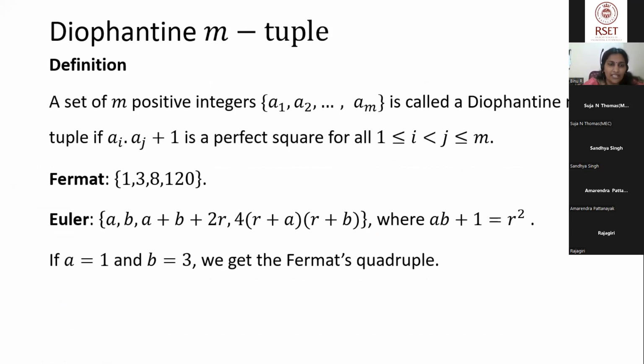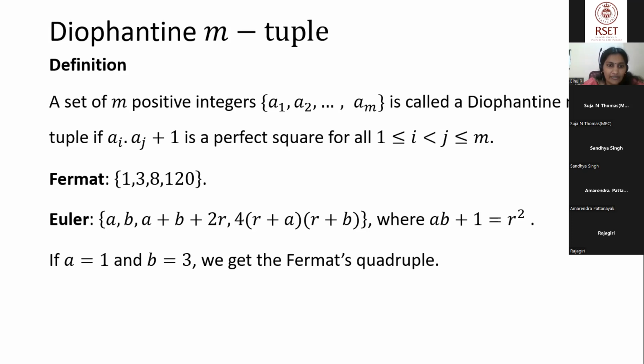Diophantine M-tuple. A set of M positive integers A1, A2, etc., Am is called a Diophantine M-tuple if Ai times Aj plus 1 is a perfect square for all 1 less than or equal to i less than j less than or equal to m. A few examples: the first quadruple was found by Fermat. The example is given by 1, 3, 8, 120.